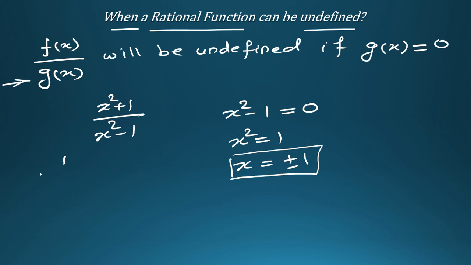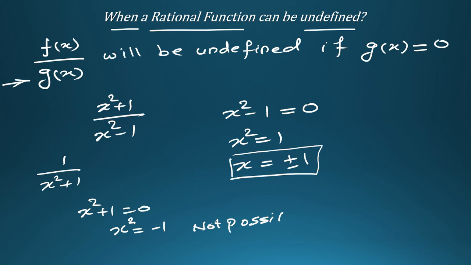For example, if I say 1 upon (x square plus 1), question can be, is there any value of x for which the function can be undefined? So process will remain same. You just put denominator equal to 0 and then try to find the real values of x. So x square is equal to minus 1, which is not possible. Why? Because if x is a real number, then square of no real number can be negative. So you will write here not possible as x belongs to R, as x is a real number.